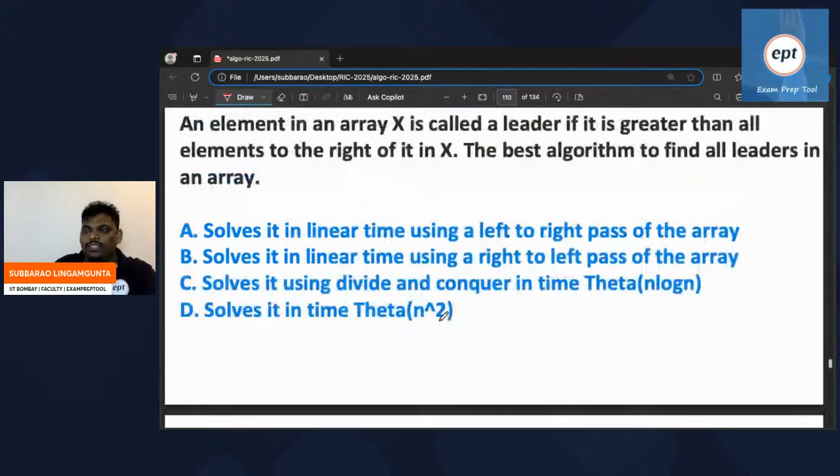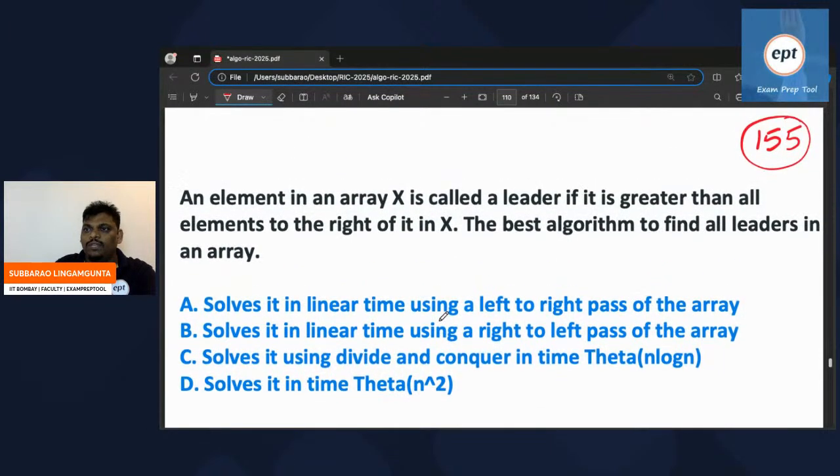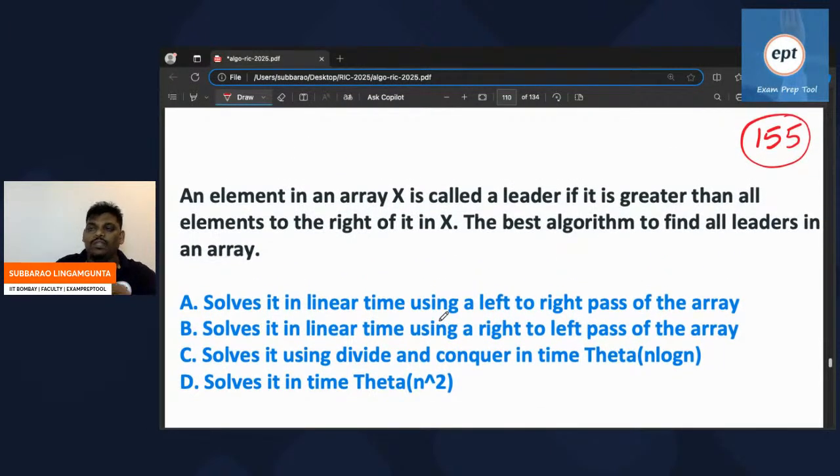Let's move to the next problem. Problem number 155. An element in an array X is called a leader if it is greater than all the elements present on the right hand side of it. The best algorithm to find all leaders in an array is... It's one of the nice problems. Can you check?